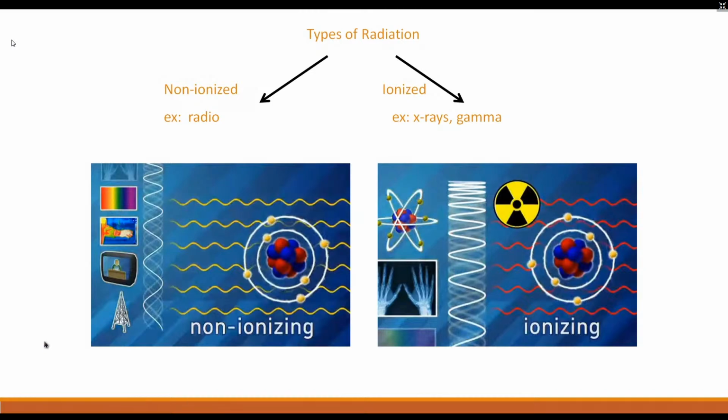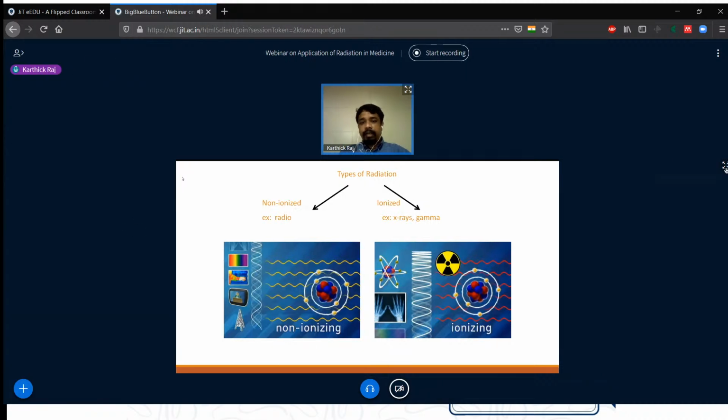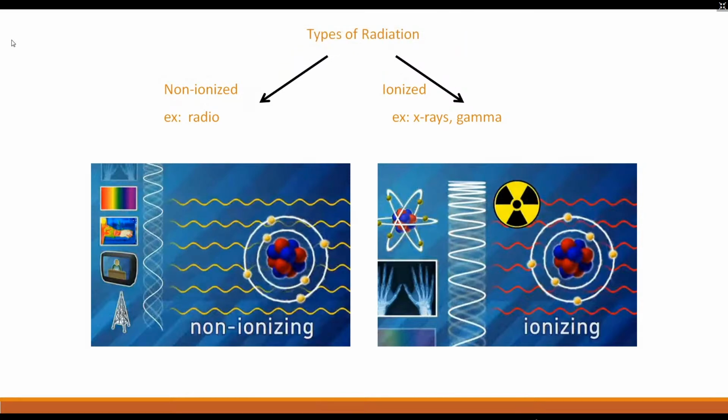Let me explain ionizing and non-ionizing radiation. Radio waves, microwaves, and ultraviolet radiation do not have sufficient energy to ionize an atom, so they come in the category of non-ionizing radiation. Whereas X-rays and gamma rays have enough energy to cause ionization, and with a photon energy higher than about 10 MeV, they can even destroy a nucleus. So they come under the category of ionizing radiation.